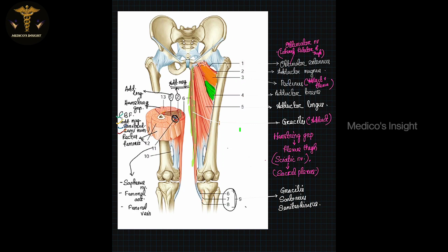Okay, in the next video we will go to the posterior segment, that is the gluteal region, and there I will mention gluteus maximus, gluteus medius, and gluteus minimus, and their nerve supply and their function. That is most important and always asked in postgraduation examinations.